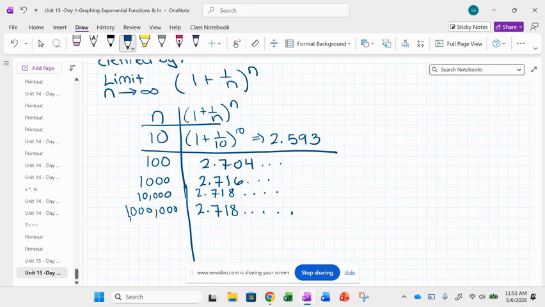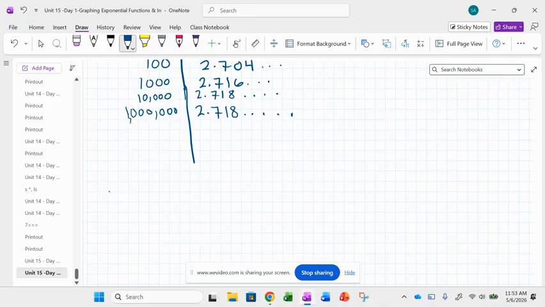So what is this telling me? What number do I keep approaching? 2.718. All right, so that's what this number represents. So e represents approximately 2.718. And like I said, why does this matter to you for this class? We just need to recognize that e is a number greater than 1.